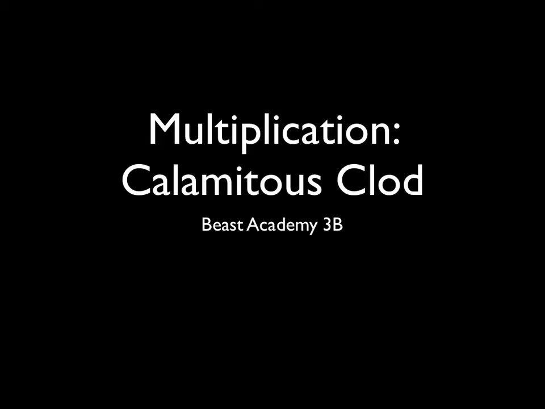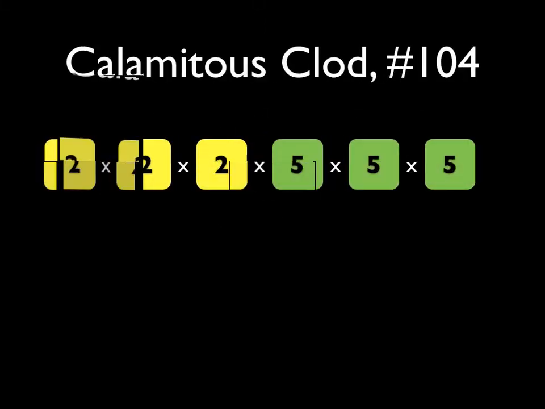For Calamitous Clod, multiplication is not supposed to be easy. So as always, Calamitous Clod is going to make it difficult. But we're up for the challenge. The first thing that you're going to need to do, the first set of examples, give you numbers or factors that we're going to multiply, and we're actually going to rearrange them to make our multiplication a lot easier and a lot faster.